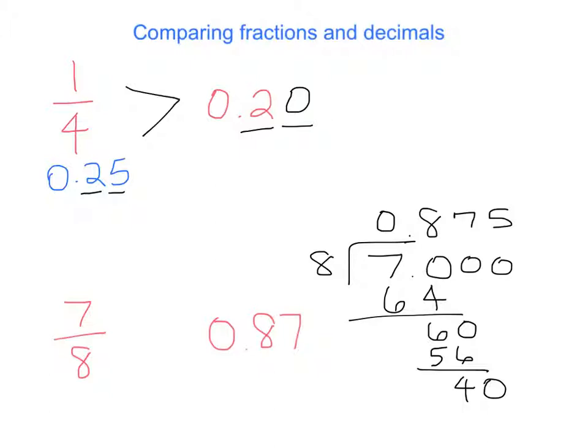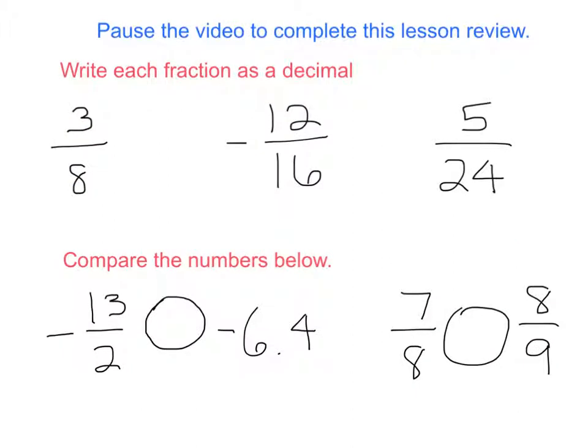If we compare those, they both have an 8, they both have a 7, but 7/8 has a 5, so we know that 7/8 is greater than 0.87. Pause the video to complete this lesson review. Make sure you show me this along with your notes to receive verification for this video.